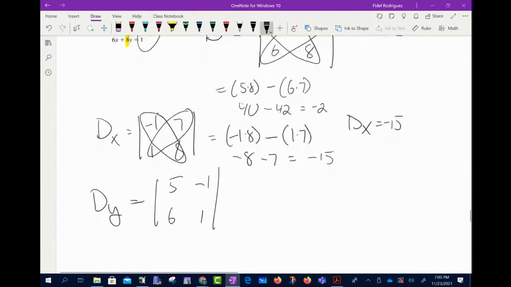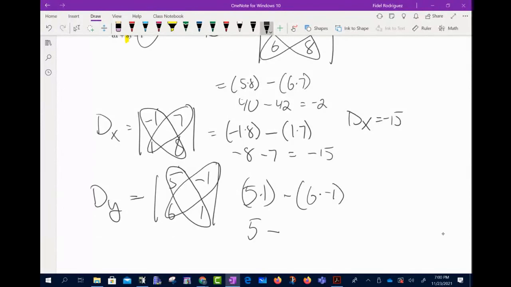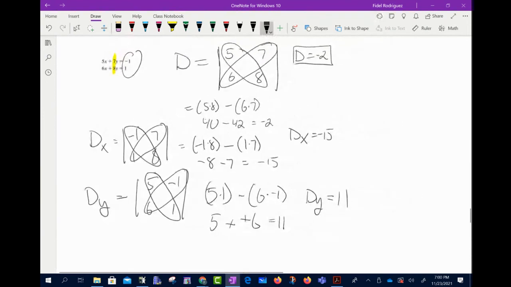Okay? All right. So look, we're going to do the same thing here. We're going to multiply across along the diagonal. 5 times 1 minus, I'm going to do this part here too, 6 times negative 1. So 5 times 1 is 5, minus 6 times negative 1 is a negative 6. So minus and minus become a plus. So here we go. dy is equal to 11. Okay.